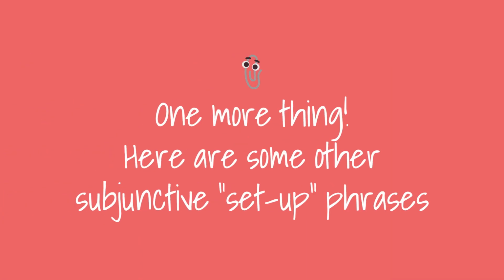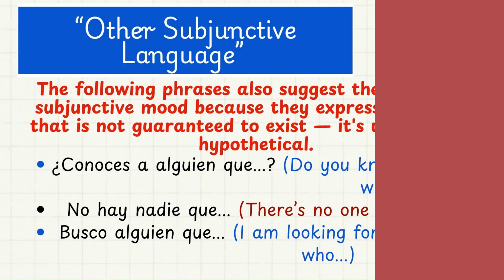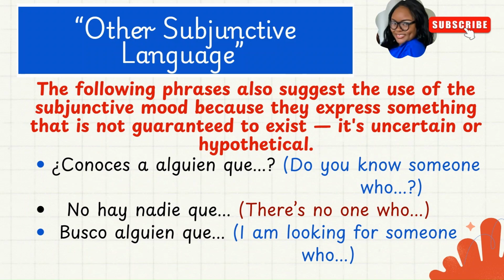There is other subjunctive language that we, however, need to also note. The following phrases can also suggest the use of the subjunctive mood because they express something that is not guaranteed to exist. It's also an uncertain or hypothetical scenario. So these 3, although they are not the only 3 sentences, are very popular subjunctive language as well.